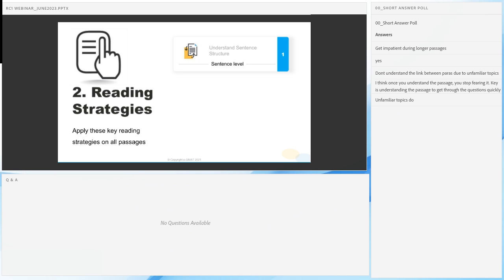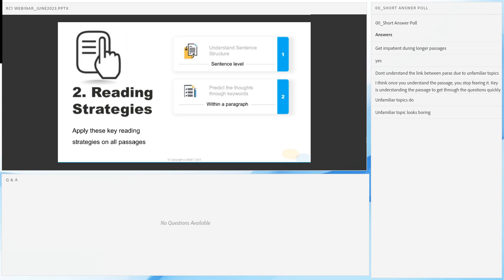The second thing that I want you to do is apply reading strategies, and this is where we'll go from an atomic to a molecular to an entity level. While you're reading a sentence, I want you to understand sentence structure. I want you to be able to break long sentences into chunks, understand the meaning of those chunks, and then visualize it.